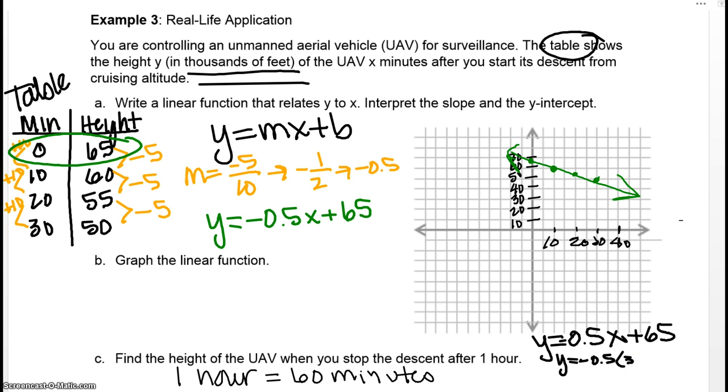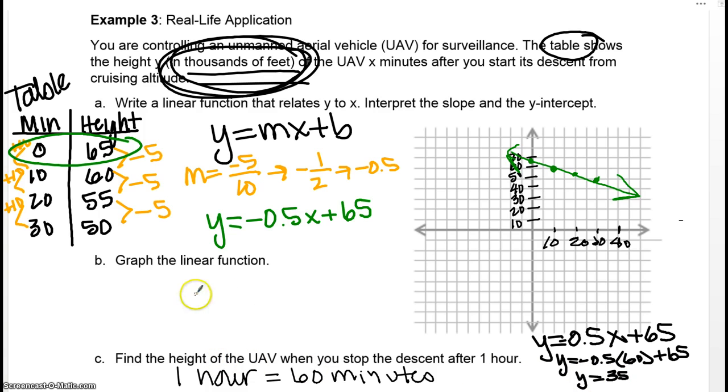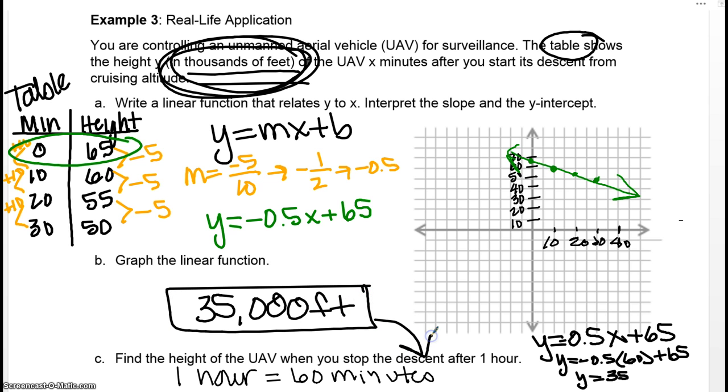I'm going to plug in time of 60, so I'm going to get y equals negative 0.5 times 60 plus 65, which negative 0.5 times 60 is negative 30. And negative 30 plus 65 is positive 35. So y is 35. The main thing to remember here is y is in thousands of feet. So y is not equal to 35. That wouldn't make sense. If you're talking about height, height is not going to be just 35. It's going to be, I'm going to write it up here, 35,000 feet, because y is in thousands. Okay, that was part C.